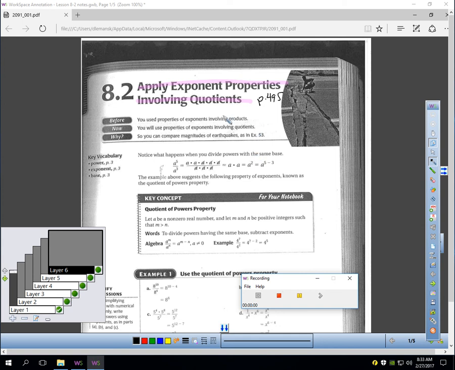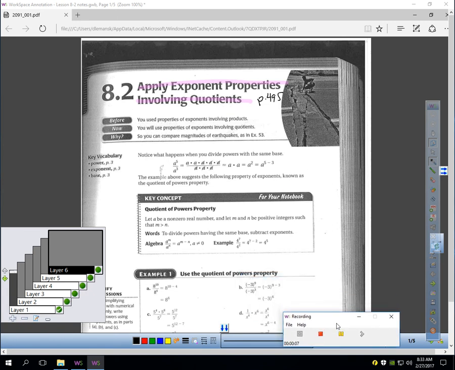Lesson 8.2, apply exponent properties involving quotients. You should be on page 495. Now remember, the word quotients means division. So we're looking at applying exponent properties when we have division problems.